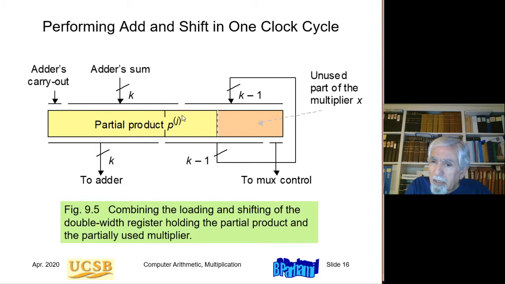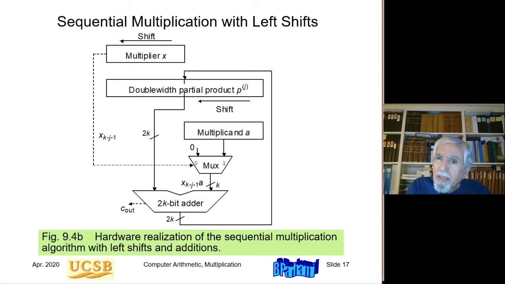Notice that the multiplier and the partial product coexist in this register. At any given time, a subset of the bits are taken by the multiplier. The rest of the bits are taken by the partial product, and the two never interfere. This boundary is never violated, because as this one moves to occupy an extra bit, this one moves to the right and needs one fewer bit. So this is multiplication with right shift. As you see, the adder at the bottom is 2k bits wide.